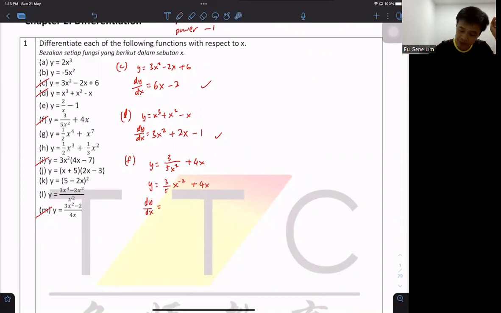So now you see power times in front, negative 2 times in front. You press calculator: negative 2 times 3 over 5 is negative 6 over 5. Then negative 2 minus 1 is negative 3. And then 4x becomes 4.